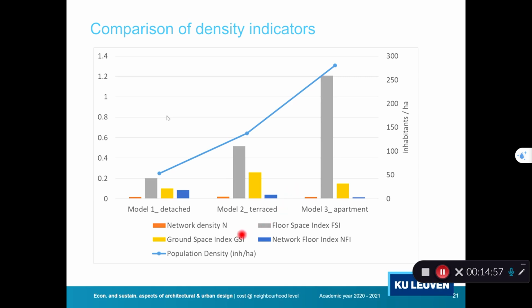If we compare the ground space index and the floor space index, so the gray one which is increasing over the three, with the yellow one which is not increasing over the three, we see a clear difference here with the apartment compared to the other. So it means that the apartment buildings have a smaller physical footprint. So the ground they take as a building, so the ground floor surface, is smaller than for the terraced house and a detached house. So if you look at the full plot, the amount of area that is taken by a building, by the built-up area, is smaller in the third model. And of course also in the first one, but it's higher in the terraced building.